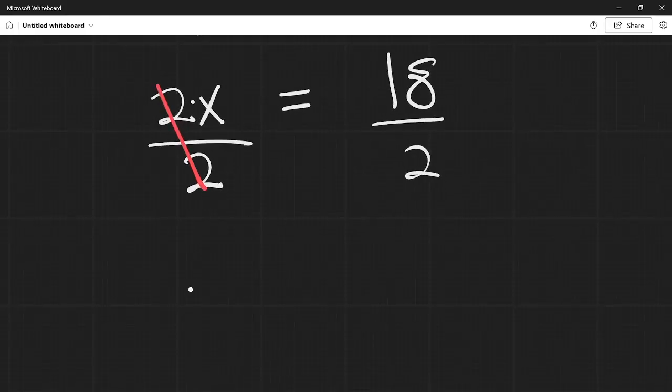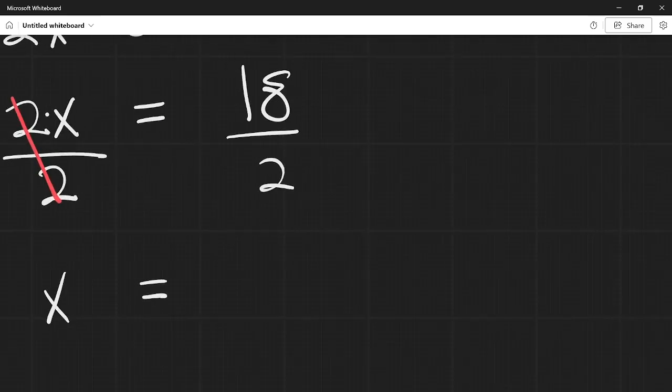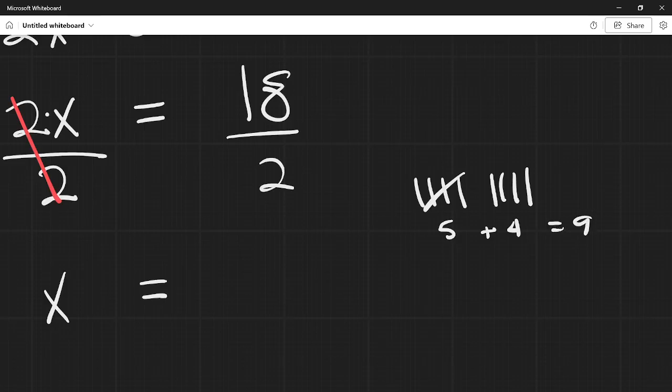Now I'm going to rewrite the expression once more, but now we have x by itself equals, what's 18 divided by 2? If you don't know this by heart, you can always just count by 2 and tally the number of 2's that are in 18, right? So we're going to go 2, 4, 6, 8, 10, 12, 14, 16, 18. This right here is 5, and this is 4 tallies. 5 plus 4 equals 9. X equals 9.